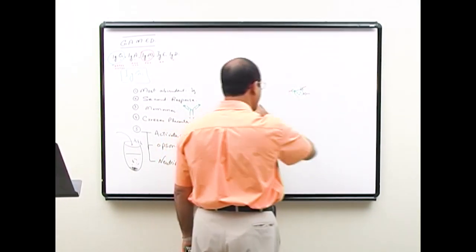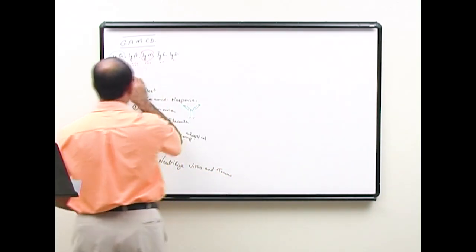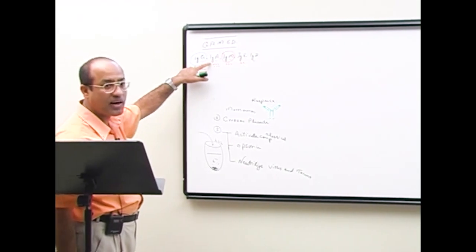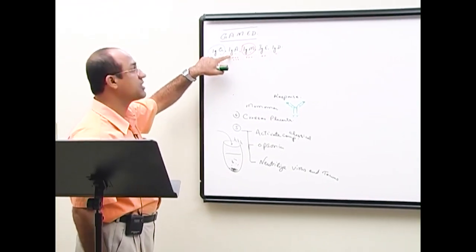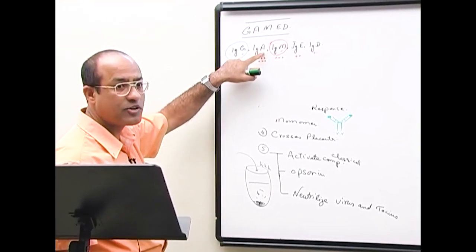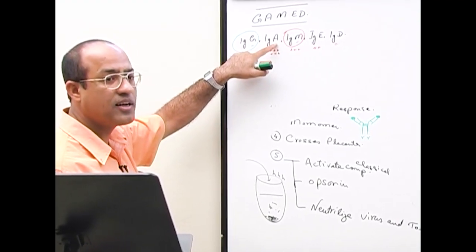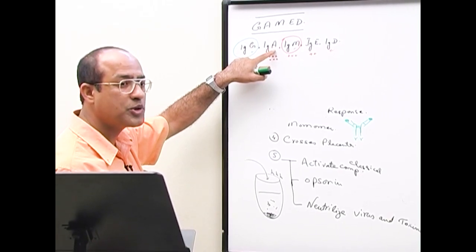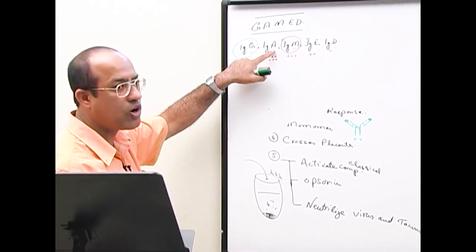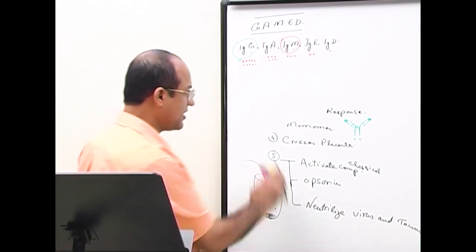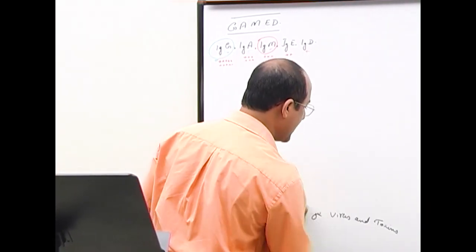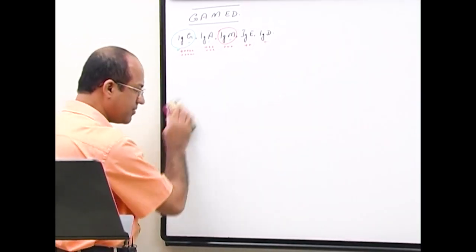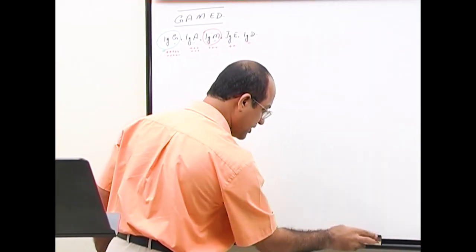Now IgA. It is the second most abundant antibody in your blood. But the very special thing about IgA is that not only is it present in your blood in large quantities, IgA is also present on all mucosal linings of the body and in all body secretions, right? So that makes IgA a very important antibody. Let me explain.